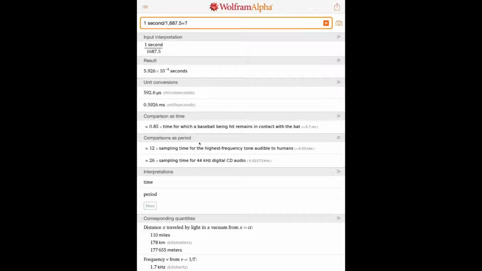And as a comparison as a period, it's equivalent to 12 times the sampling time for the highest frequency tone audible to humans, which is 0.05 kilohertz, if you can understand that. Or in digital audio, 26 times the sampling time for 44 kilohertz digital CD, which is 0.02273 kilohertz. Anyway, these are different ways of looking at it. So can we really understand it? These are just numbers. You can't see it.